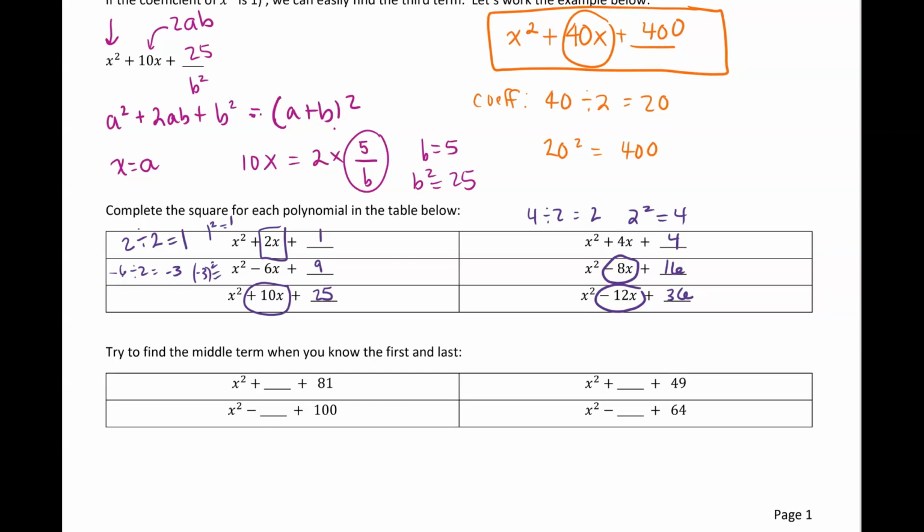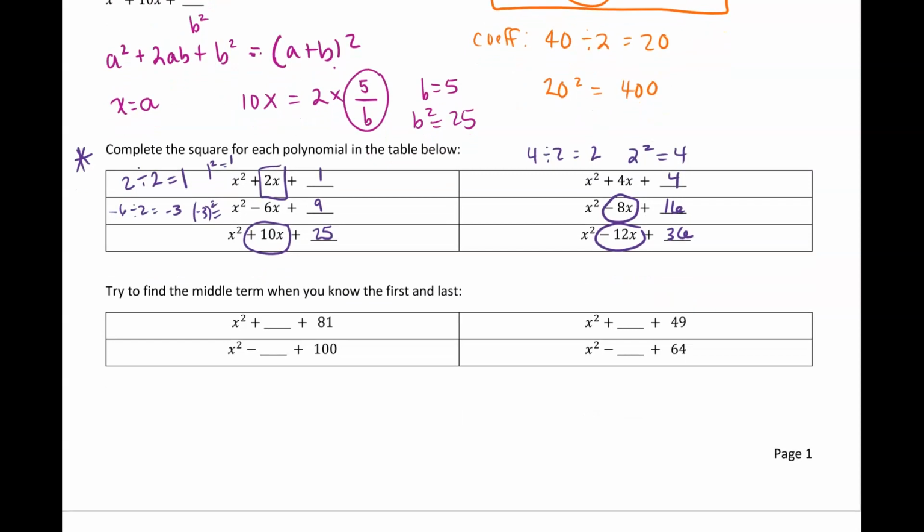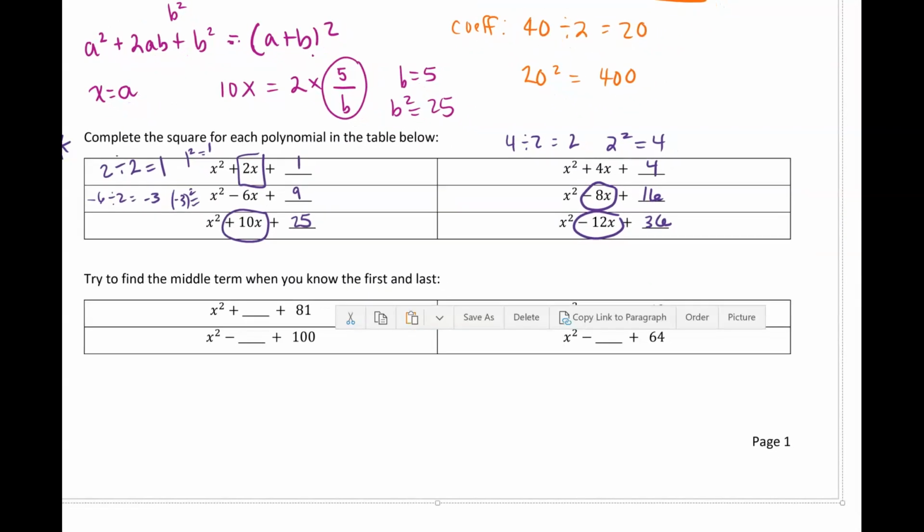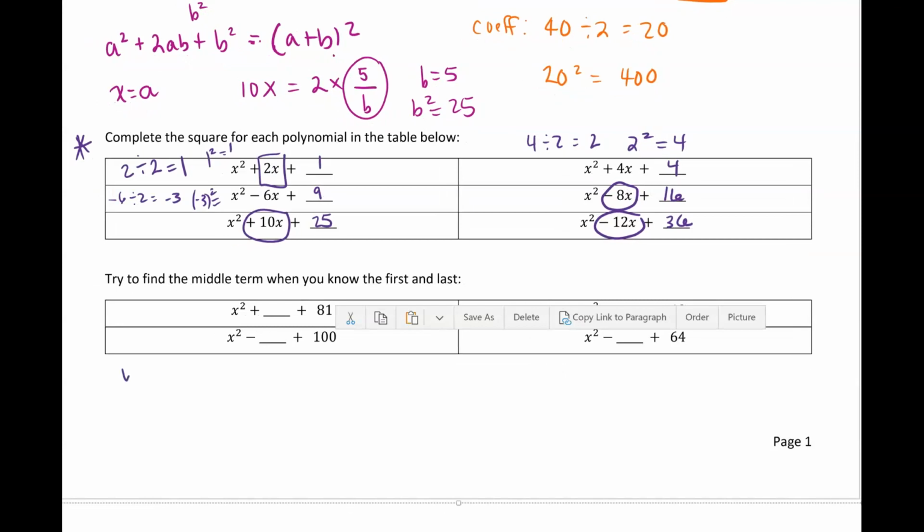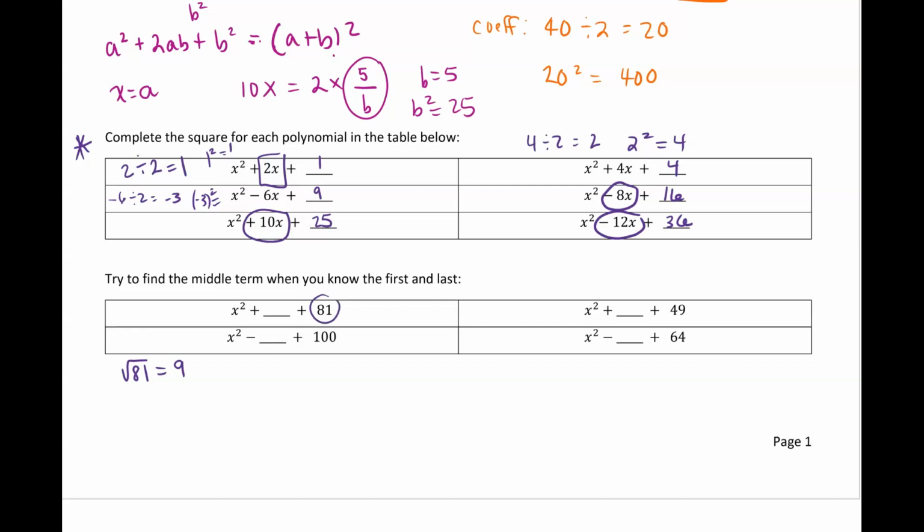All right, so that's going to be the thing that comes up the most for our purpose. This is all going to come back around to circle equations. But we could also work backwards and find that middle term when we know the first term and the last term. So for example, if I work backwards, I'm going to take the square root of 81. The square root of 81 is 9. And then I need to double that because this middle term is always twice the square root of the first and the last multiplied. So 9 times 2 would be 18. So that middle term would be 18x.